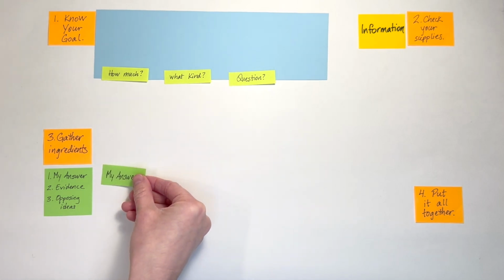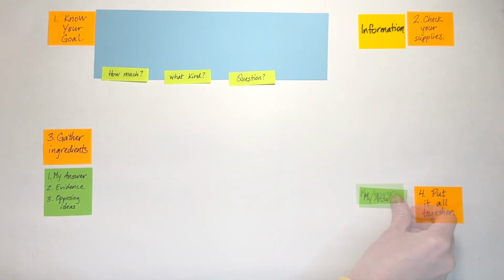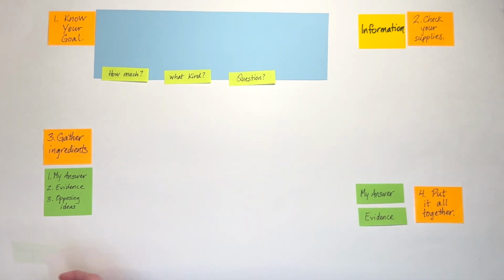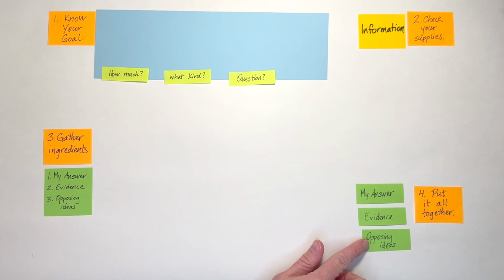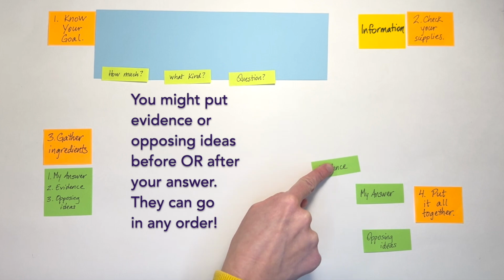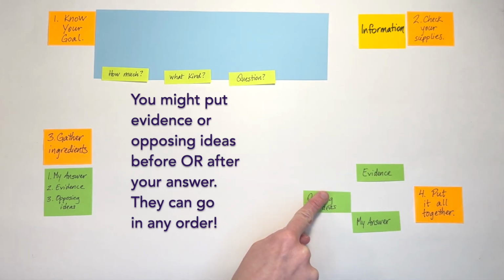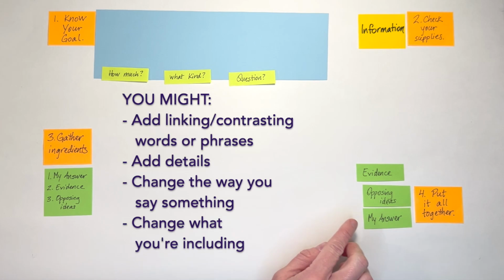Finally, step 4 is to put it all together. And I'm simply going to take my answer and my evidence and my opposing ideas and put them into a sentence. As you're bringing these things over, you might be making a few changes. For example, you might put your evidence or your opposing ideas before or after your answer. They can go in any order. And you might be making other changes.